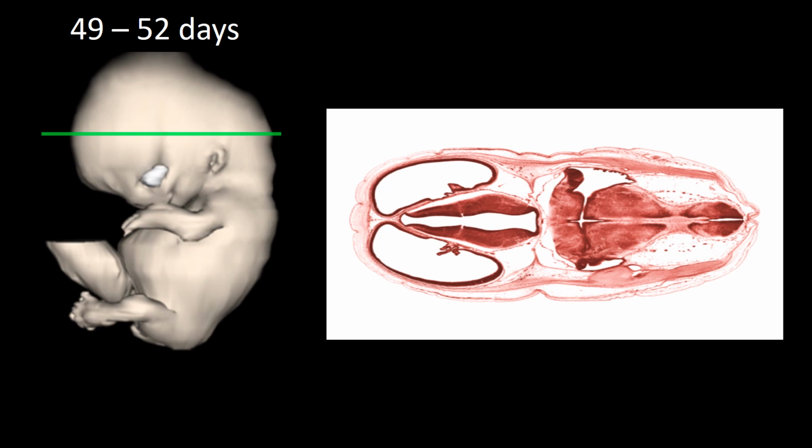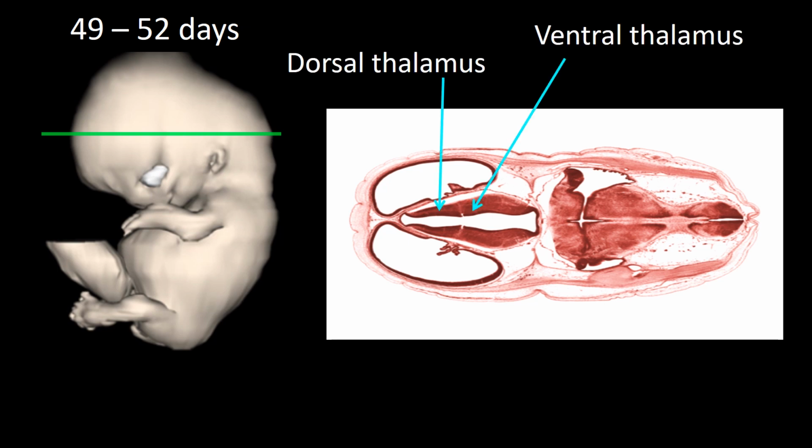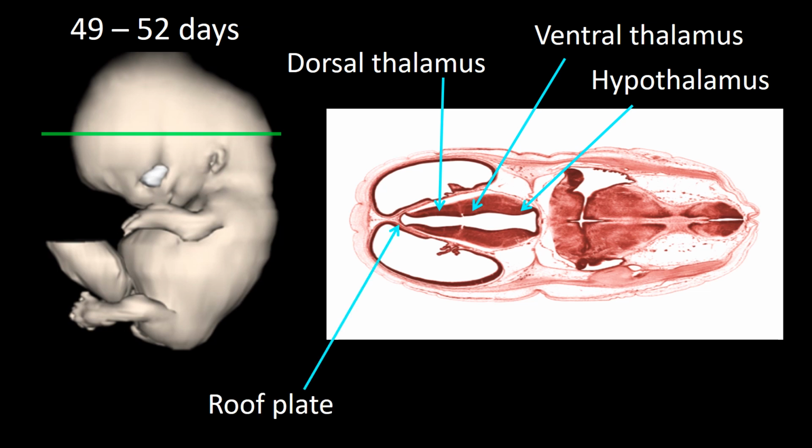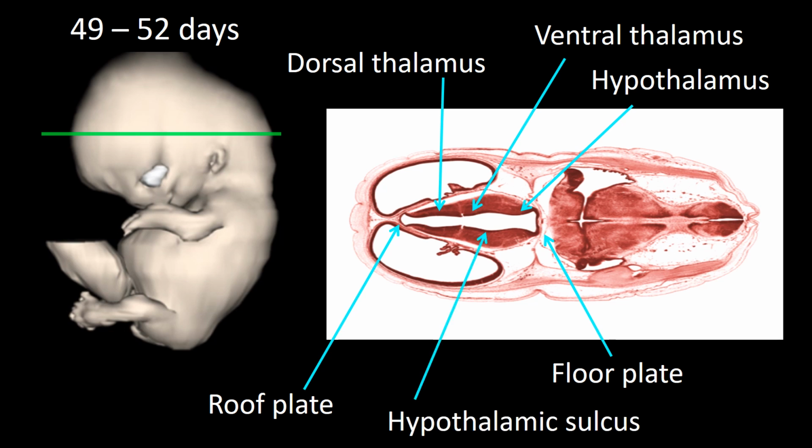Here you can see the cut of a 49 to 52 day fetus at the level of the brain. In it, we can indicate the dorsal thalamus, the ventral thalamus or just subthalamus, the hypothalamus, roof plate, and the floor plate. I have now indicated the hypothalamic sulcus.